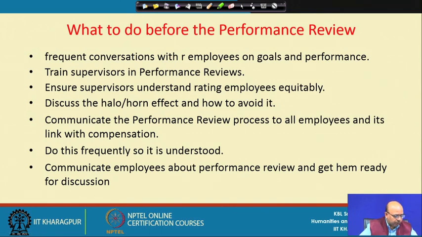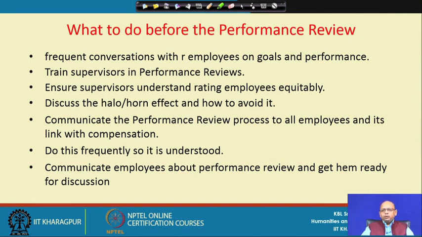Now, when the review process starts, how does it happen? There are three phases: before the review, during the review, and after the review. We will discuss the issues that need to be looked into at these three stages. Before you start, have very frequent conversations with the employees about their goals and performance, so that you are able to assess what their performance is. You also need to train supervisors in reviews, so that their biases and the rating errors we have been talking about are not there, and they are able to rate employees very well.